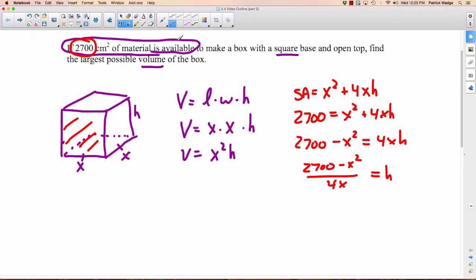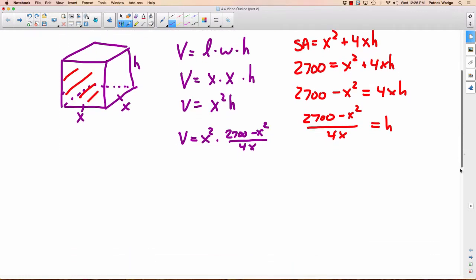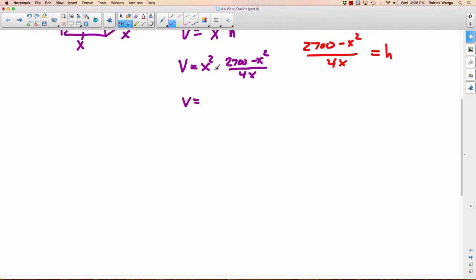This is great because now we can rewrite our objective function, but instead of putting h, we can write 2,700 minus x squared all over 4x. We're almost ready to take the derivative. Let's just simplify a bit here. We've got 1x here and 1 there. Well, actually we got 2 here, but we're going to get rid of 1 and this x here. So what we're going to have is x times 2,700 is 2,700x, minus x times x squared is x cubed, all over 4.